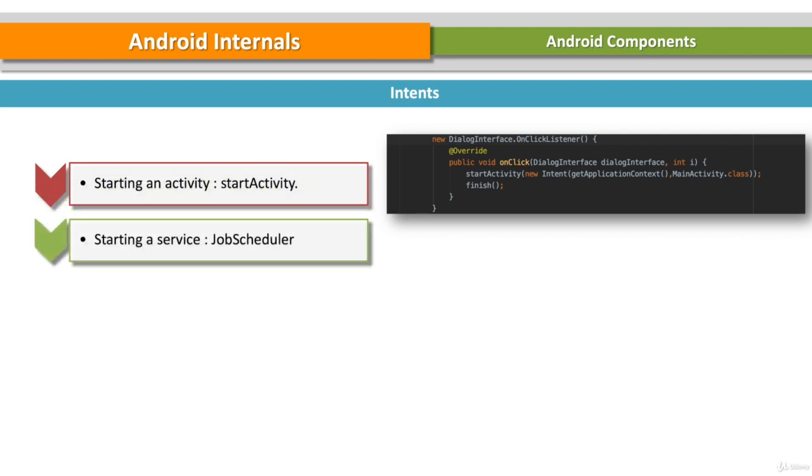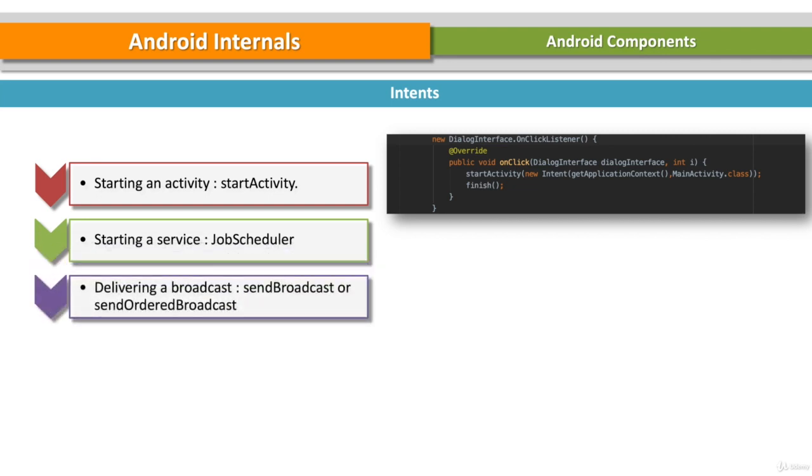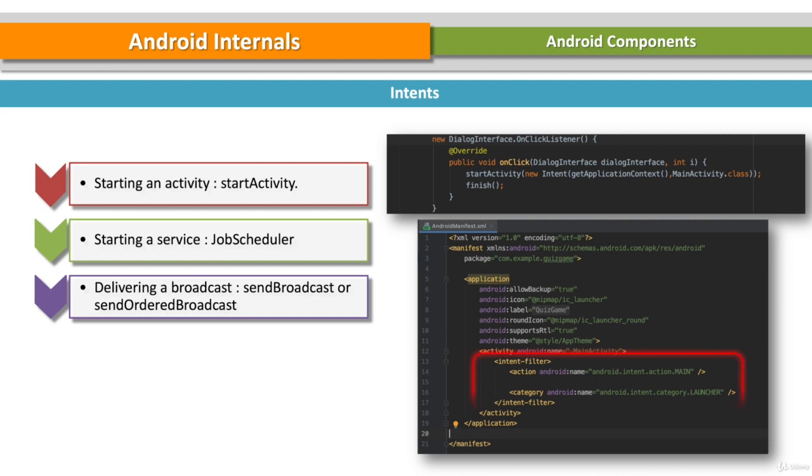Starting a service. A service is a component that performs operations in the background without a user interface. Starting with Android 5.0 and later, you can start a service with Job Scheduler. Delivering a broadcast. A broadcast is a message that any app can receive. The system delivers broadcasts for system events, including system boot and charging initialization. You can deliver a broadcast to other apps just by passing an intent to send broadcast or send ordered broadcast. Now, an intent filter is an expression in Android manifest files that'll specify the type of intents the component would like to receive. For instance, by declaring an intent filter for an activity, you make it possible for other apps to directly start your activity with a certain kind of intent.